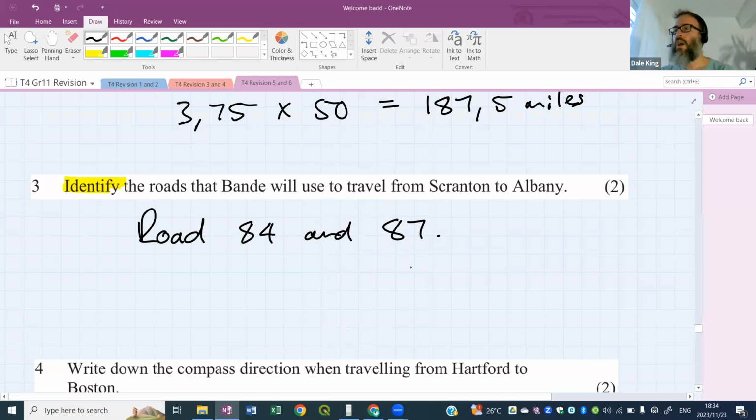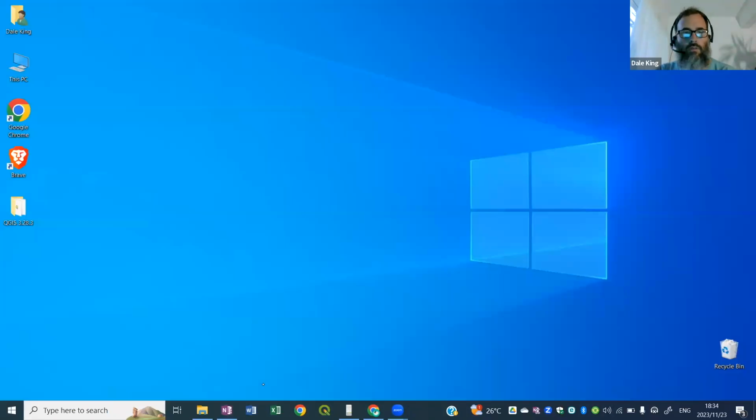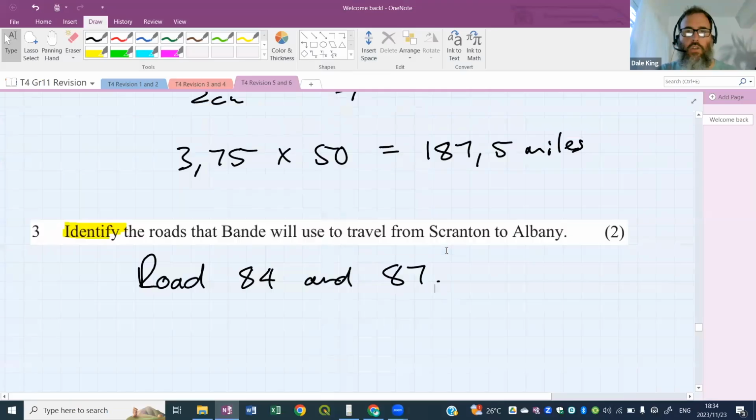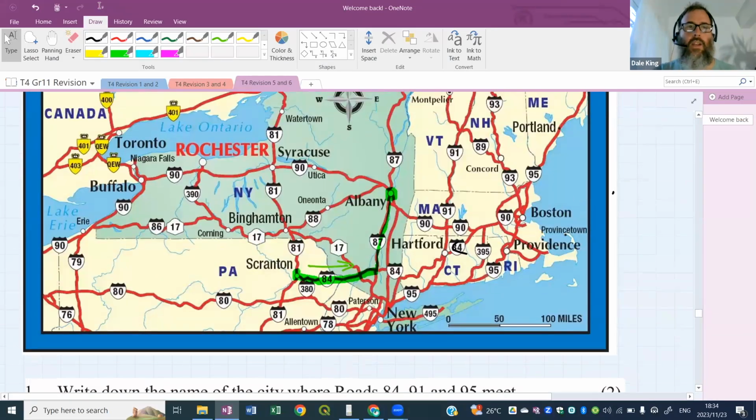Someone says to you, can you identify the person that did this to you? You either point them out or you say their name, all right? So we name the roads. Identifying is just naming the roads. So we just named the roads that we're going to use. Now you could use another route if you want. So this is not the only correct answer.